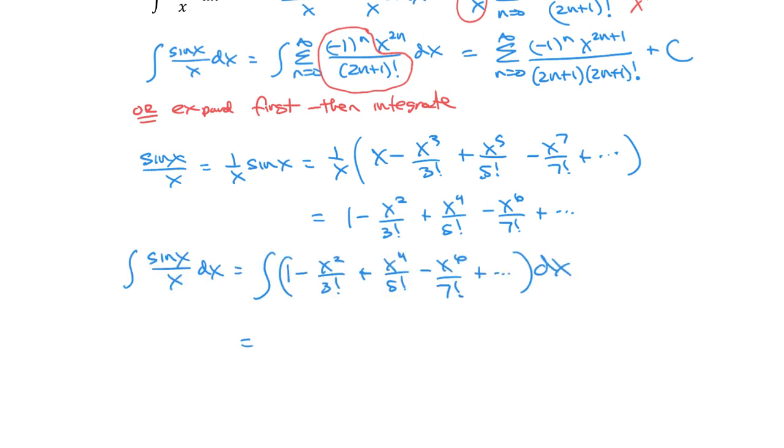So the antiderivative of 1 is x. So I have an x here. Then I integrate here. This goes up by 1 to 3. Then I have to divide by 3. So I get minus x cubed over 3 times 3 factorial. Then I get plus x to the 5th over 5 times 5 factorial, minus x to the 7th over 7 times 7 factorial, plus ... And then, of course, at the end, we need a plus c. Okay, so that is how we can figure out these integrals as infinite series.